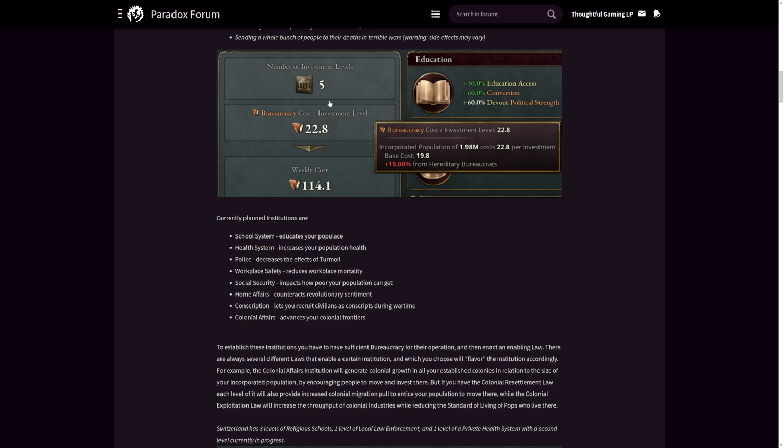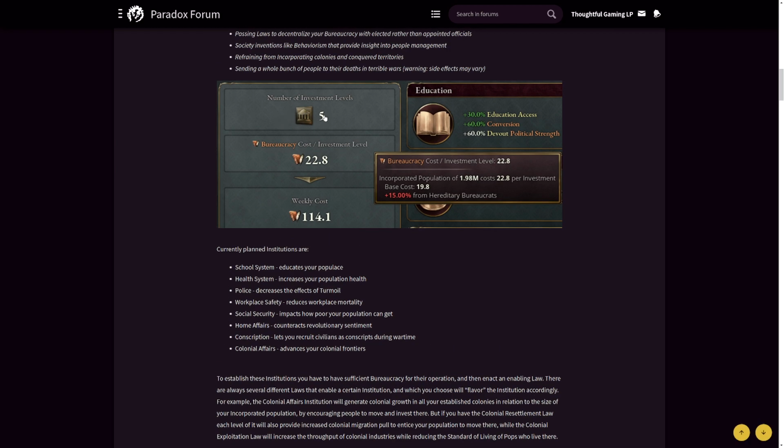So, number of investment levels. You can see I have here, for example, that's the 5th level, so you have quite a number of levels available. The bureaucracy cost per investment level, in that case, would be 22.8. So the weekly cost of 5 times 22.8 is 140. So that's how it works.